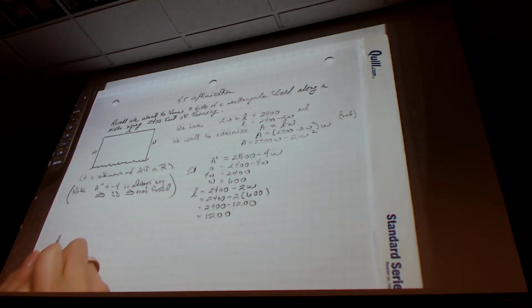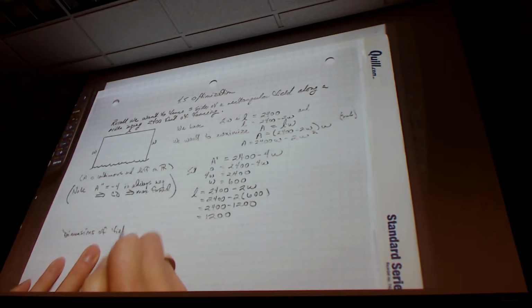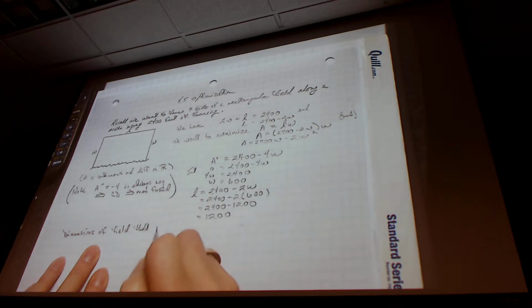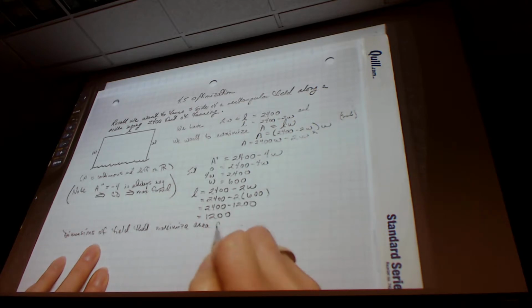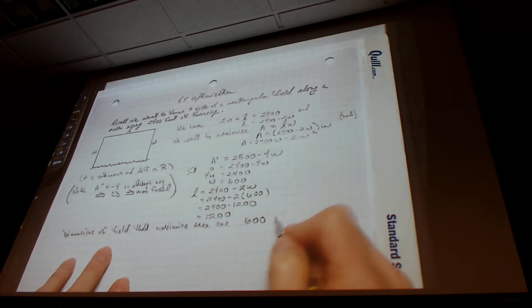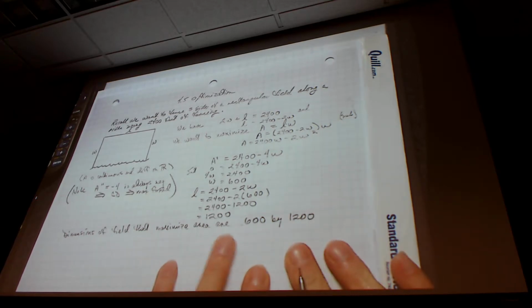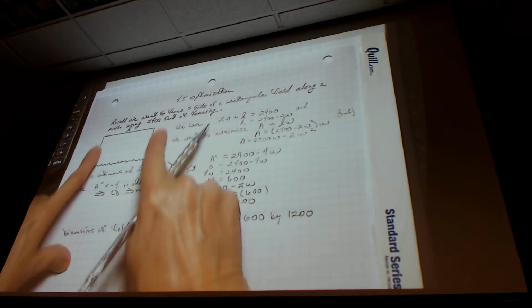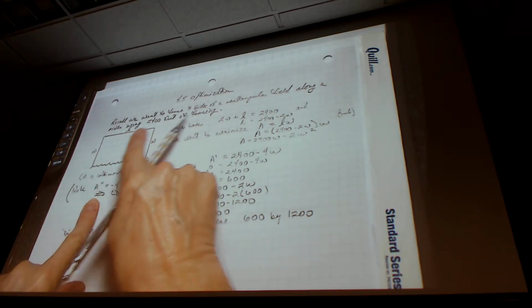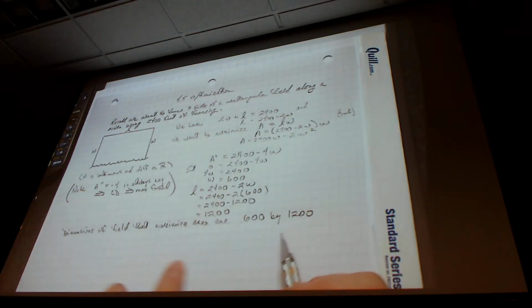So the dimensions of the field that maximize area are 600 by 1,200. Now, the 600 has to be these sides here, and the 1,200 has to be this side. So at this point, it matters which is which.